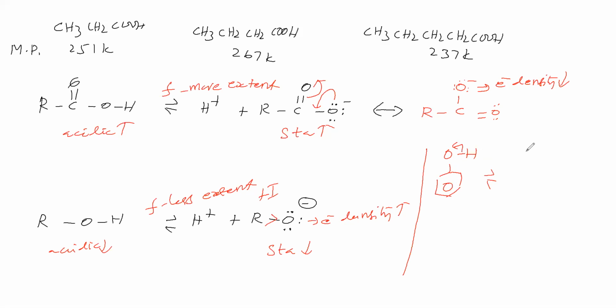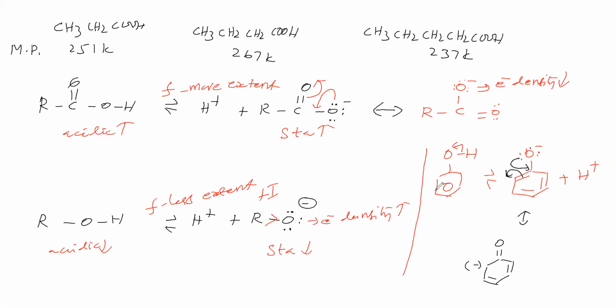Here the bond is shifting like this. So we are getting phenoxide and H plus. This phenoxide undergoes resonance like this. Therefore, we will get a negative charge here like this. Phenoxide undergoes resonance.